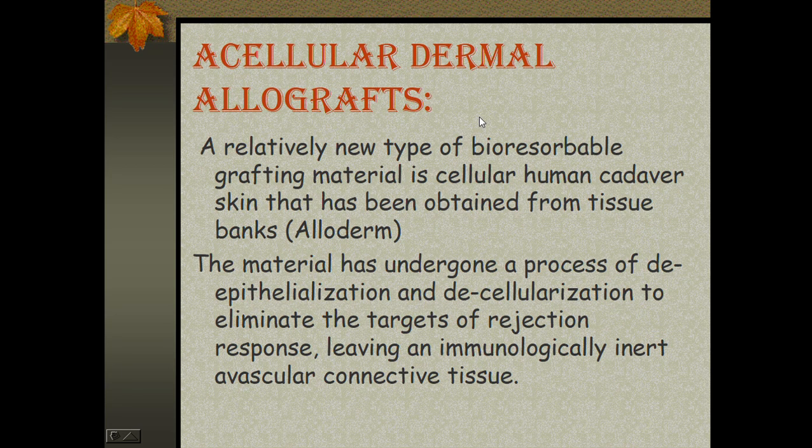Acellular dermal allograft. A relatively new type of bioresorbable grafting material is acellular human cadaver skin that can be obtained from a tissue bank under the name Alloderm. This material is then deepithelized and decellularized in order to reduce the immunogenic potential.